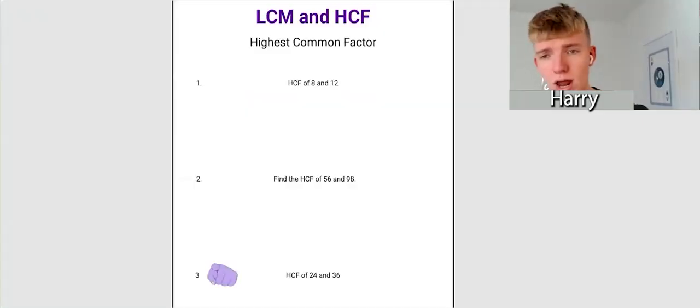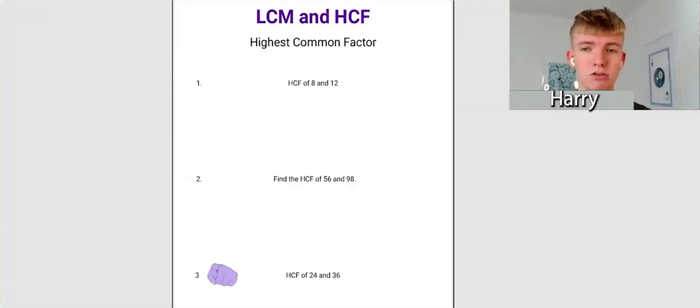Now moving on to highest common factor. This one, in my opinion, is slightly easier. However, I do use a slightly different method. Let's think of our factors of 8. Starting off with the biggest, we have 8 and 1.